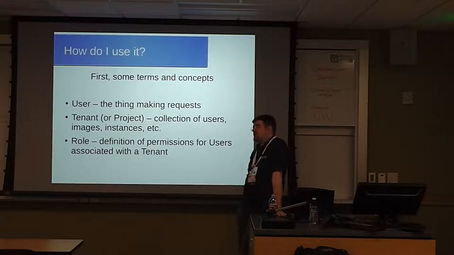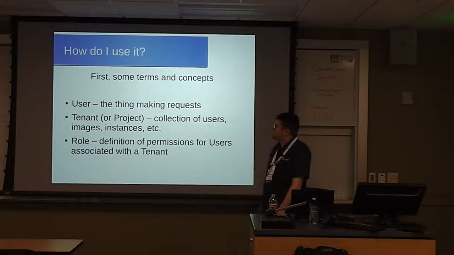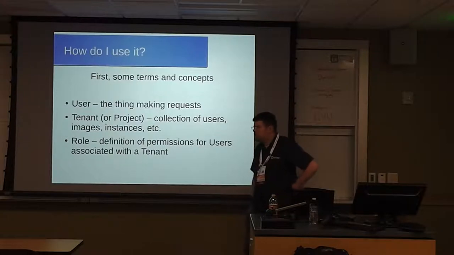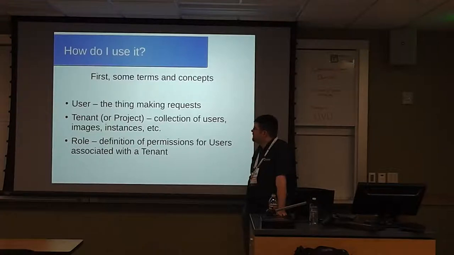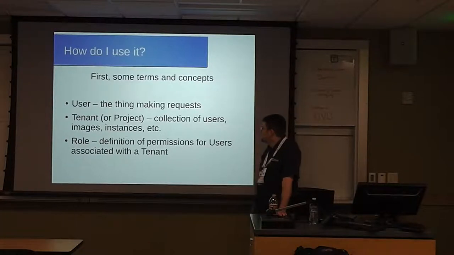You have a user, which is the thing making a request. Oftentimes that thing will be you, but it could be an application. A tenant or project: those two terms are used interchangeably a lot throughout documentation and code, but that is a collection of users, instances, images, etc. Then you have a role, which defines the permissions for a user on a particular project or tenant.